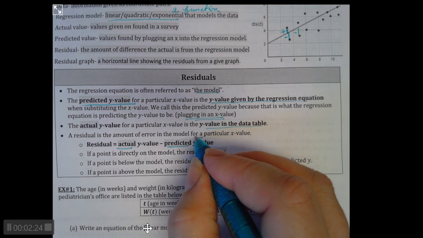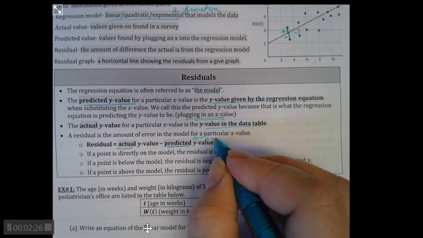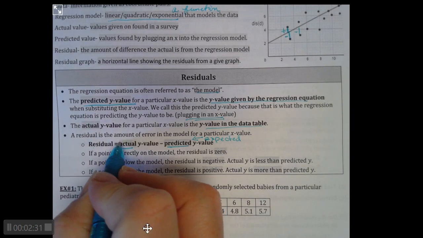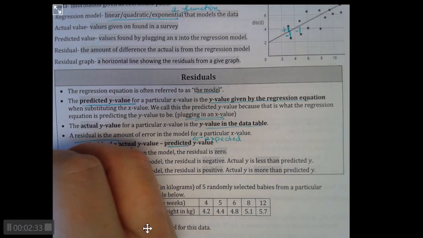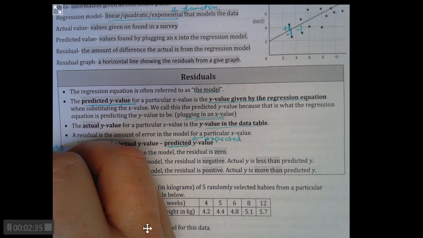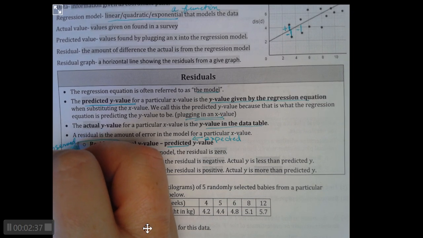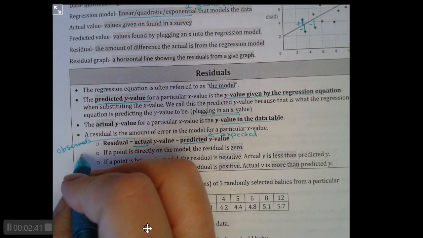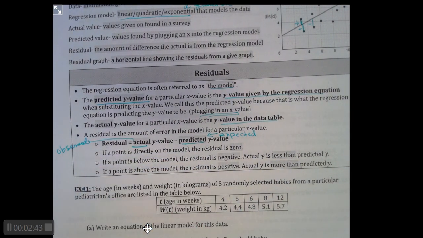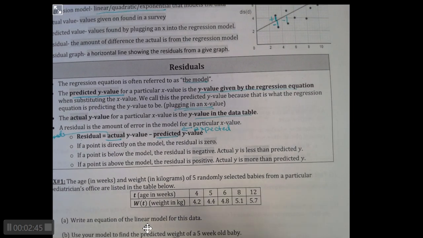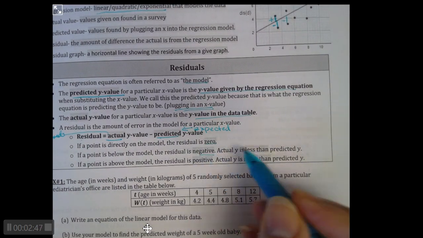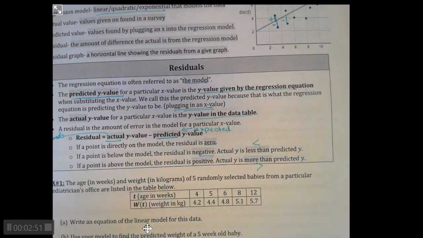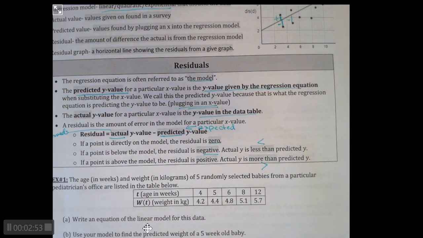This may be called the expected, or the actual may be called the observed. And it's very hard to say that, observed. Okay? If a point's directly modeled, here you go. And I did less than on this, greater than on that. You can pause this, get those filled in.